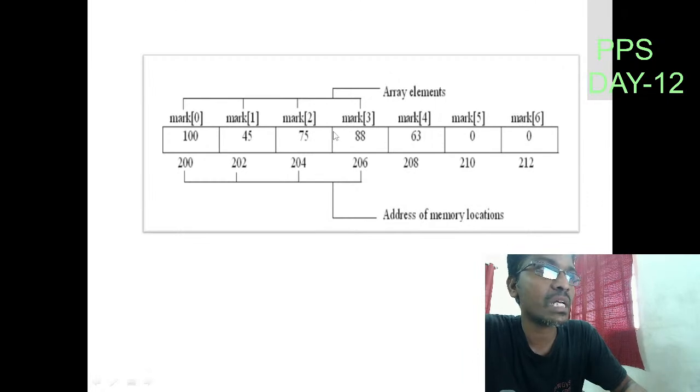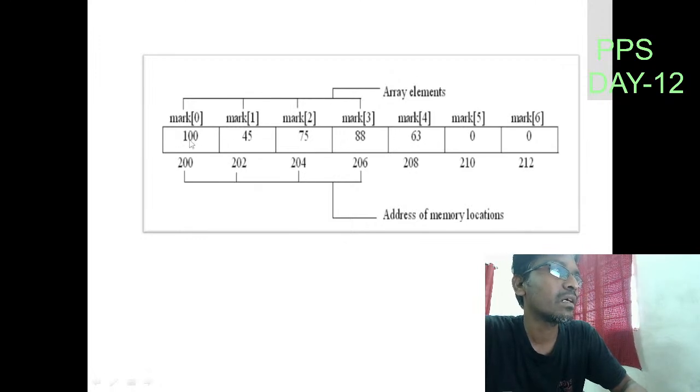I hope you understand what I am saying. So an array is a collection of similar data items of the same data type and the same array name. In this example, all 7 elements have the same array name, and all these elements are of the same data type, that is the integer data type only.